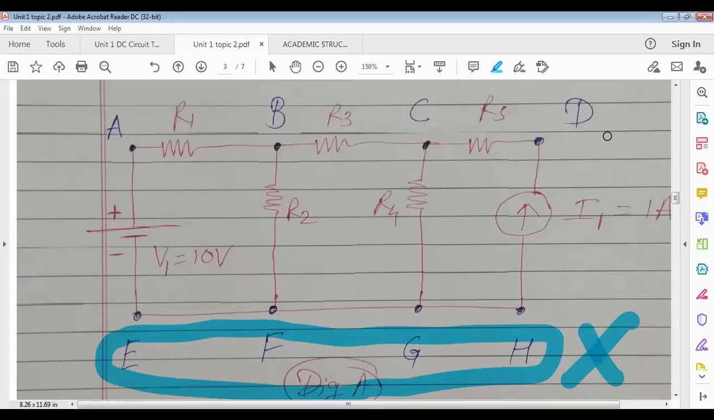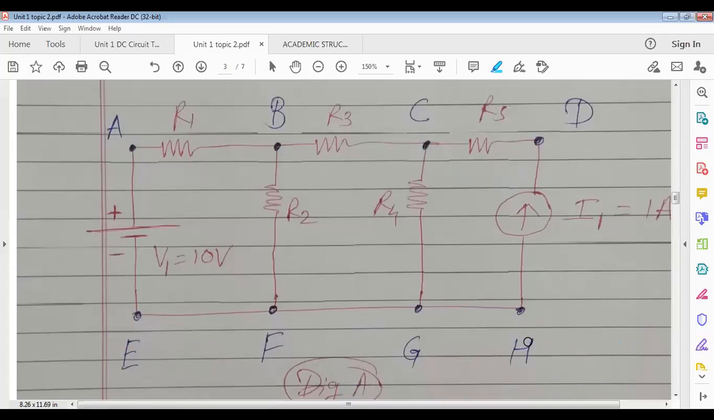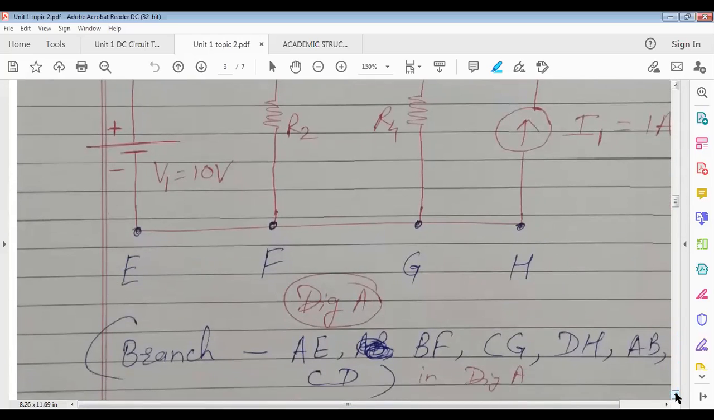What is the definition of node or junction? It is a point in an electric circuit where two or more than two branches meet together. Observe node or junction A, two branches meet together. At node B, three branches meet. At C, three branches. At D, two branches. But observe points E, F, G, H, only a single branch. So these are not nodes. Only A, B, C, D. Clear? What do you mean by node or junction? Where two or more than two branches meet together.